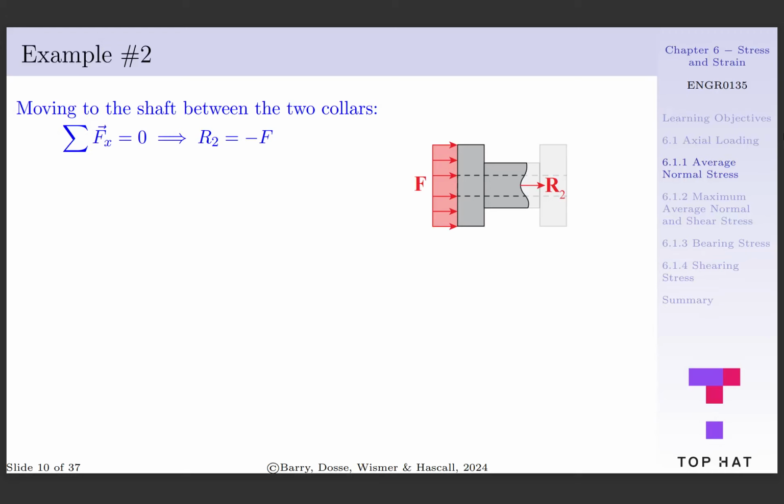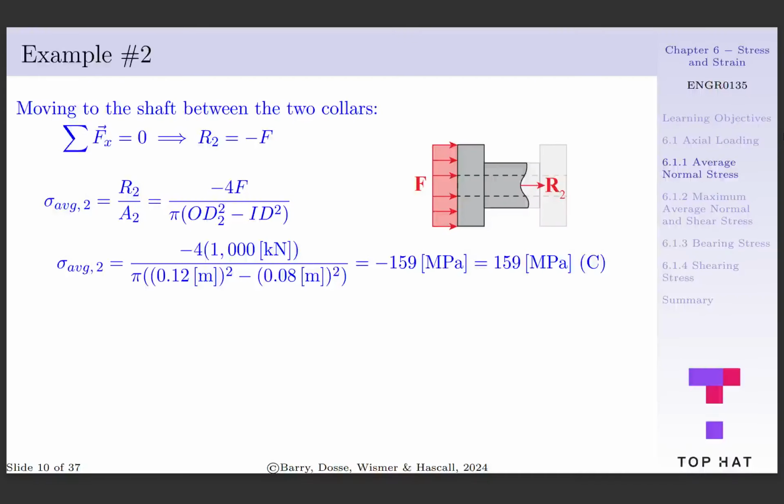Moving on to the second component, the sum of forces in the x direction is equal to 0. Therefore, R2 must be equal to negative F. We'll use the same formula for average normal stress as we did with the previous component. This gives us negative 4 times 1,000 kilonewtons divided by the quantity pi times 0.12 meters squared minus 0.08 meters squared, which gives us an average normal stress of negative 159 megapascals. We can note that this component is also in compression.